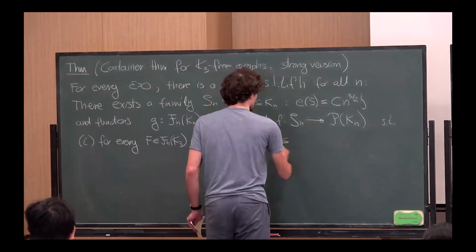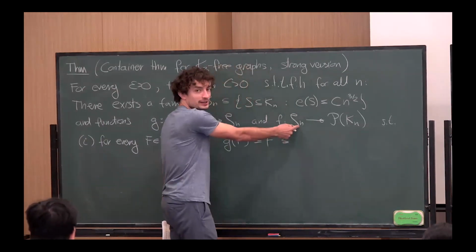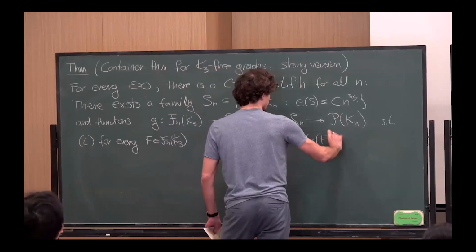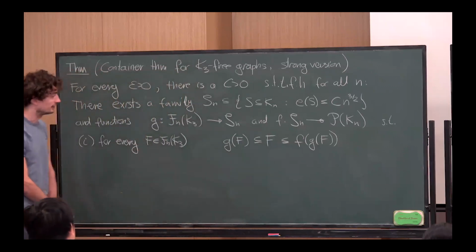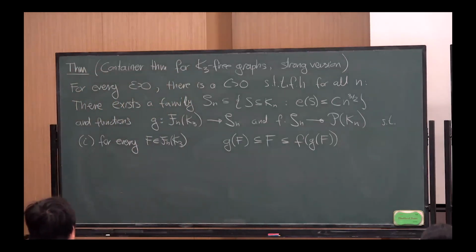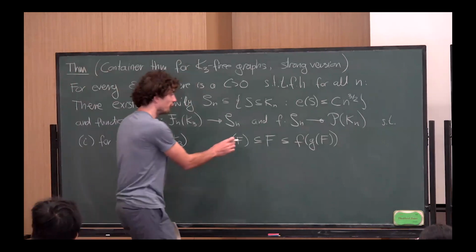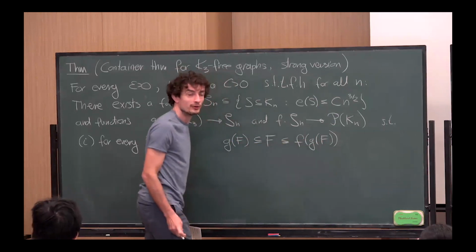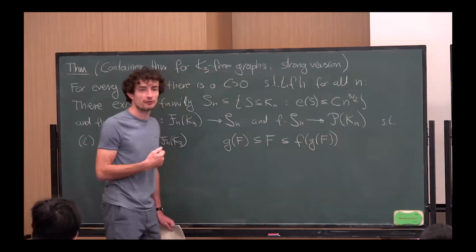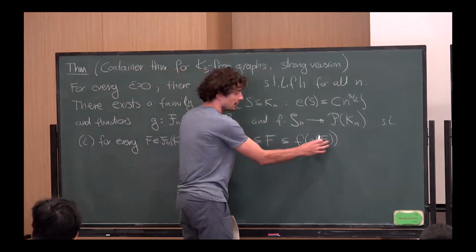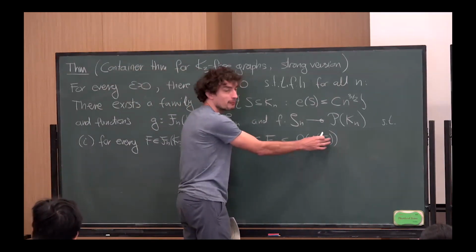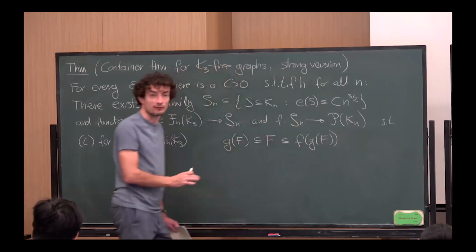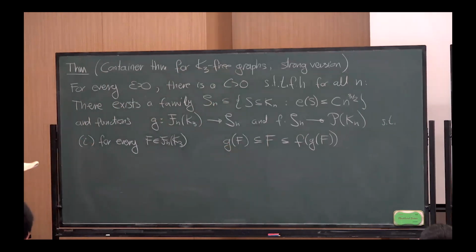And we can now apply f to anything in here. So we're going to apply f to g(F), and this will be the container for the graph F. So F contains g(F), and is contained in f(g(F)). So f(g(F)) is the container for F. Before we knew that the container depends on F, but we know now that it depends on F through this subgraph g(F), which has a small number of edges.